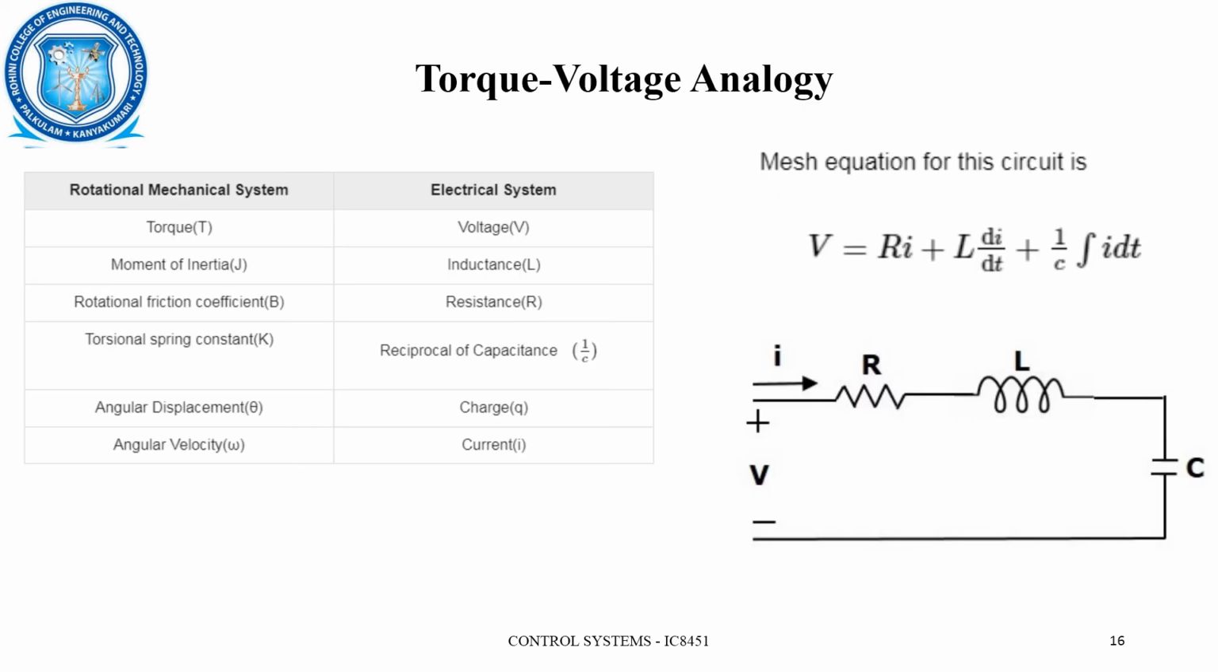So we have the torque voltage analogy. Instead of force, we have torque here. For torque, it is voltage. For moment of inertia, it is L. And for frictional constant, it is R. For K, it is 1 by C. Angular velocity is nothing but d theta by dt, and for angular velocity omega, it is current I. So in this way, when we represent it, we get a mesh equation here, with a similar pattern, and the RLC.